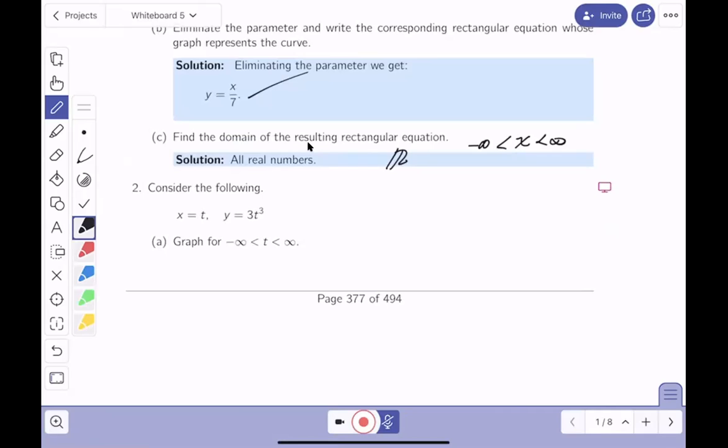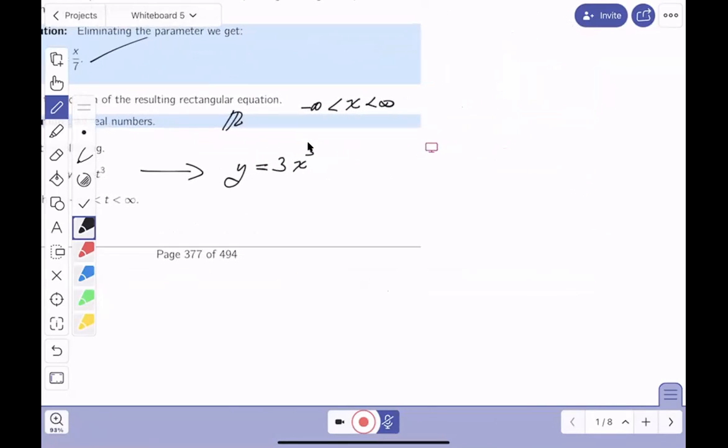Consider the following. Again, what I would do, before I answer the questions, is just realize parameters are a little bit unfamiliar to me, and make a substitution. So what do you get? y equals 3t cubed. Well, what's t? It's x. So I get y equals 3x cubed. Now, granted, you should know how to graph this one, and I hope you realize that it's a fairly simple Math 119 question now.